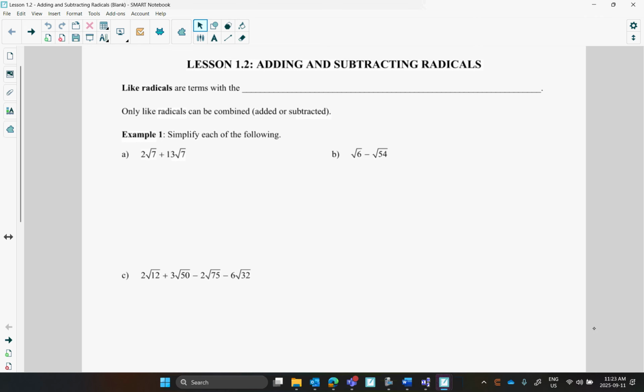Talked about how to simplify these things. Now, let's talk about adding them together, subtracting them by each other, ones that we can add together and subtract by each other, and ones that we can't. Okay? So remember back in grade 9, we talked about like terms. So if I said, what's 4x plus 3x?